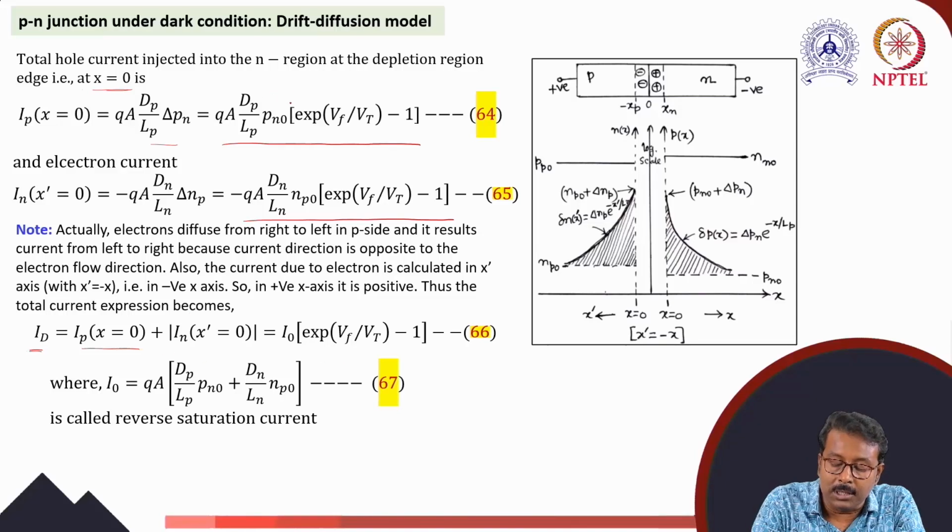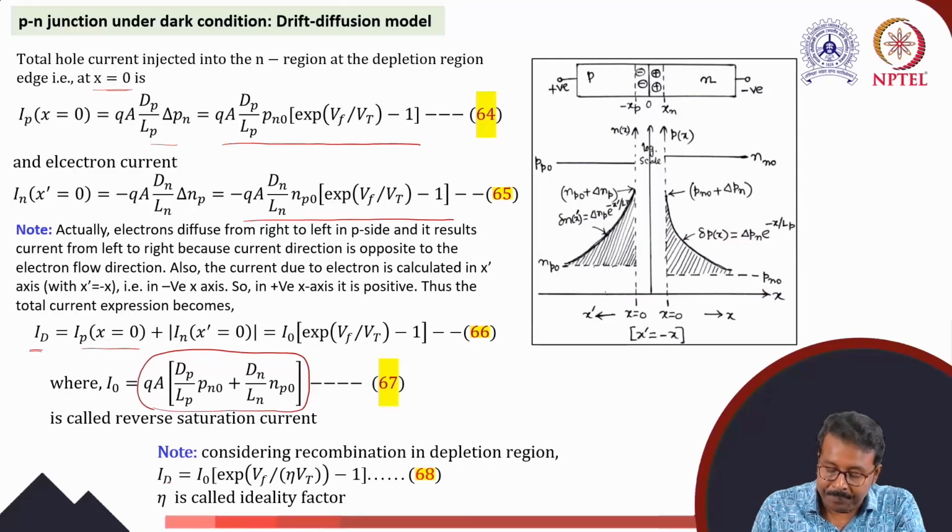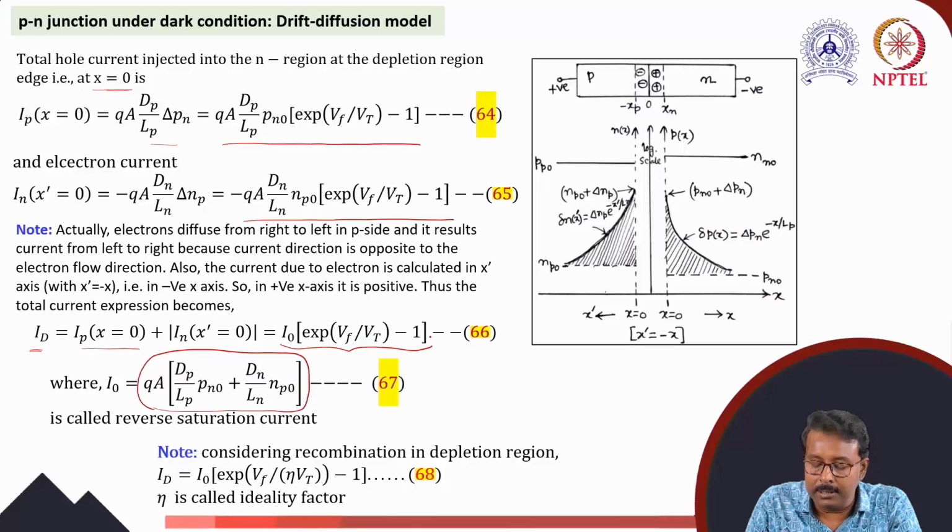The term which is common to both is the exponential term. So you have to take the exponential common, exponential Vf by Vt minus 1, and the rest part, that is Q times A, dP by Lp Pn0 plus dN by Ln Np0. This whole expression is called the reverse saturation current, because the dimension of this is also a current, in ampere. So ultimately the diode current expression is expressed in a very well known form, that is ID is equal to I0 exponential Vf by Vt minus 1. This is expression number 66.